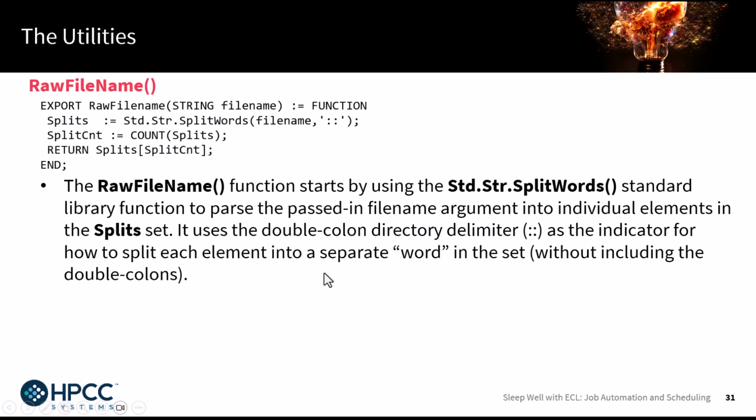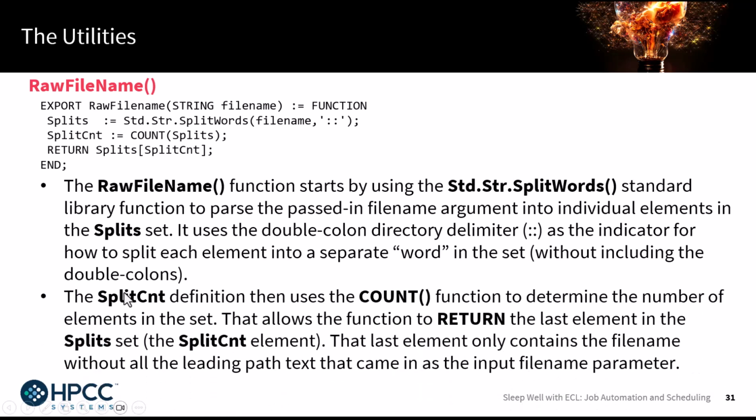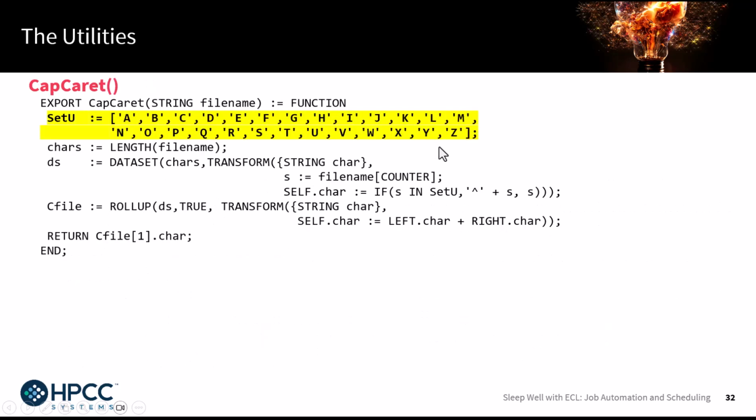And then it uses the double colon directory delimiter as the indicator for how to split each element into a separate word in the set. The split count definition then uses the count function to determine the number of elements in the set, and that allows the function to return the last element in the split set, which would be the file name. So that's how that works. We're just going into the long string with the directory and path, parsing through the double colons, and then the very last element will be the name of the file that we need to deal with.